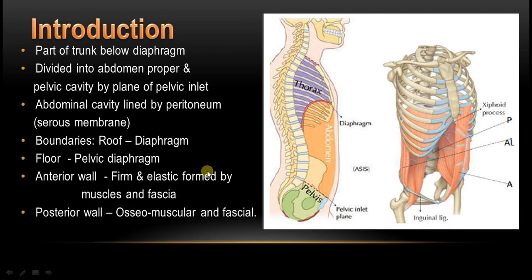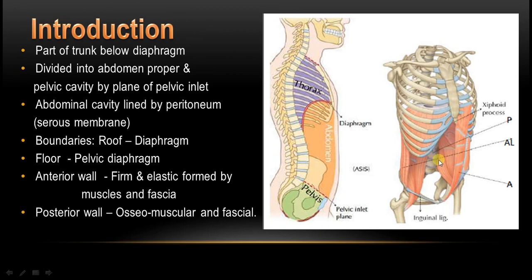The boundaries of the abdomen, as I told you: the roof is formed by the diaphragm, and the floor is formed by the pelvic diaphragm. Here the floor is open, but it will be closed by the muscles which form the pelvic diaphragm. And anteriorly you have the anterior abdominal wall, and posteriorly you have the posterior abdominal wall.